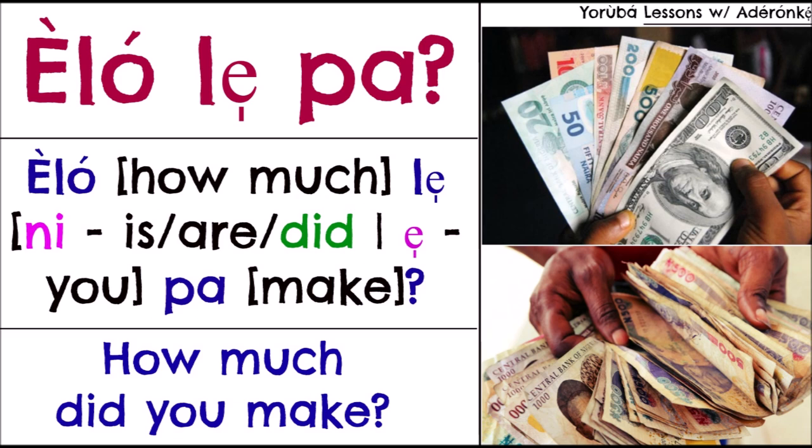Elo is how much. Elo, how much. Le is a combination of two words, ni and e. Ni is "is" or "her" or "did," depending on the sentence structure. On its own, ni is "is" or "her." But you can't say "how much is you make," you know.